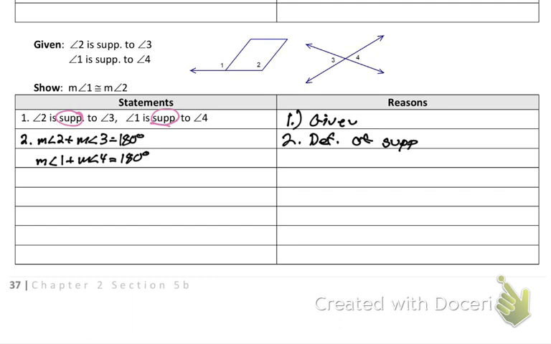Okay, so I have measure of angle 2 plus measure of angle 3 equals 180. I have measure of angle 1 plus measure of angle 4 equals 180. Do we have any more givens? No. So what I'm looking at now is, okay, 2 goes to 3, 1 goes to 4. What do we know about 3 and 4?